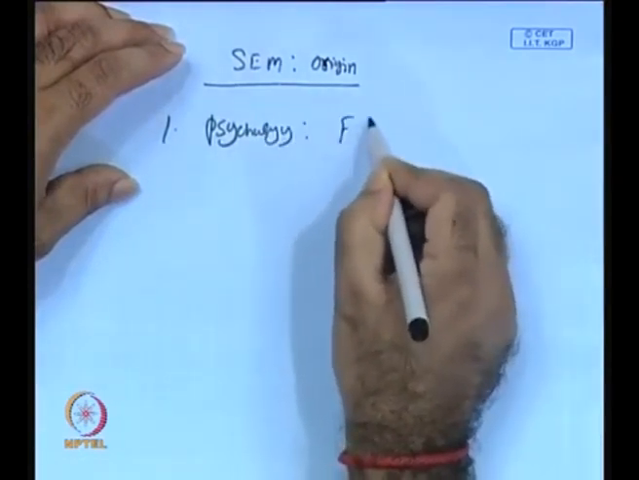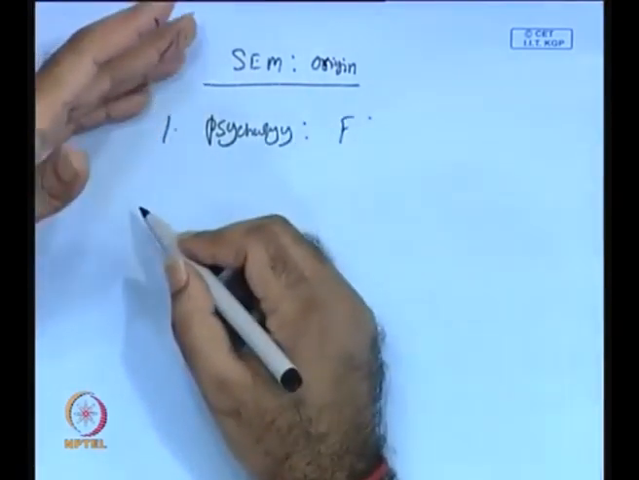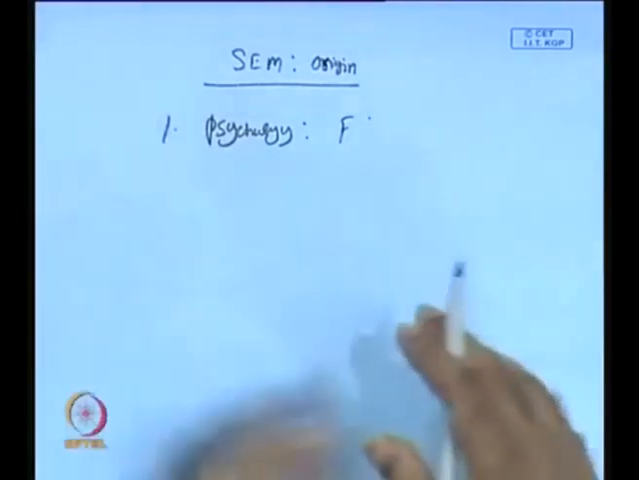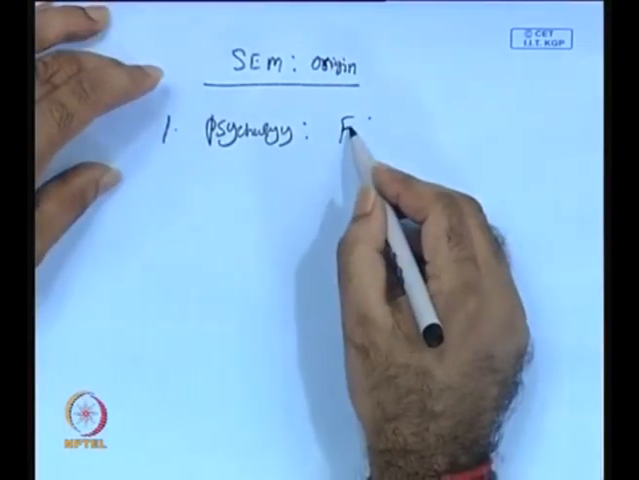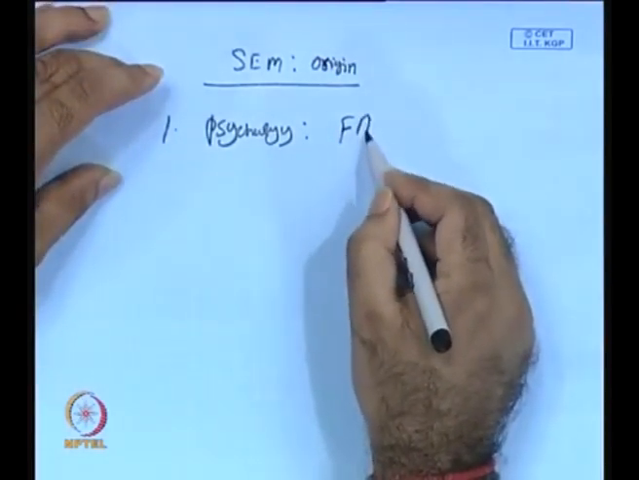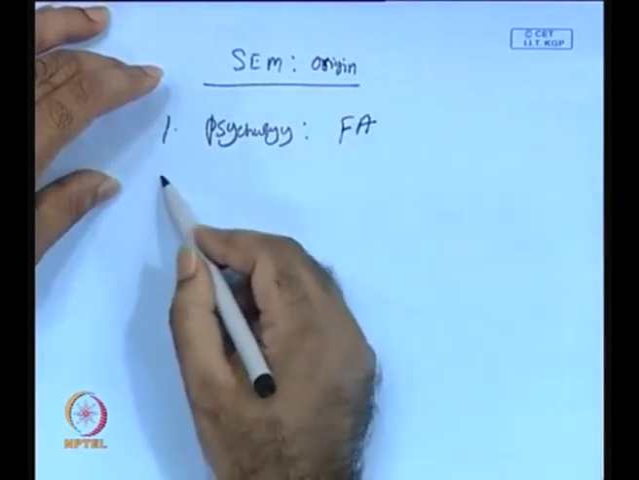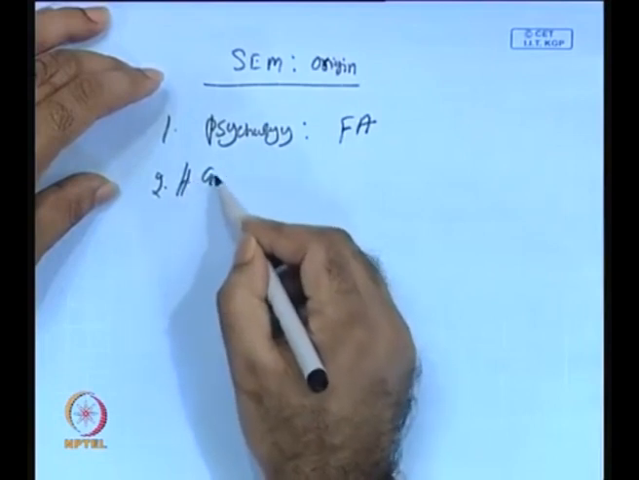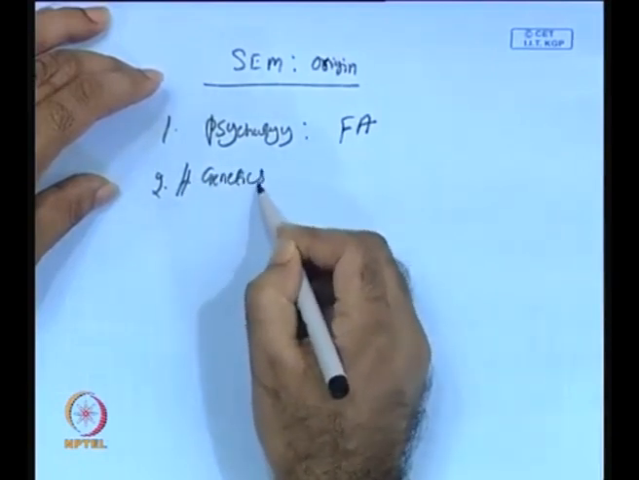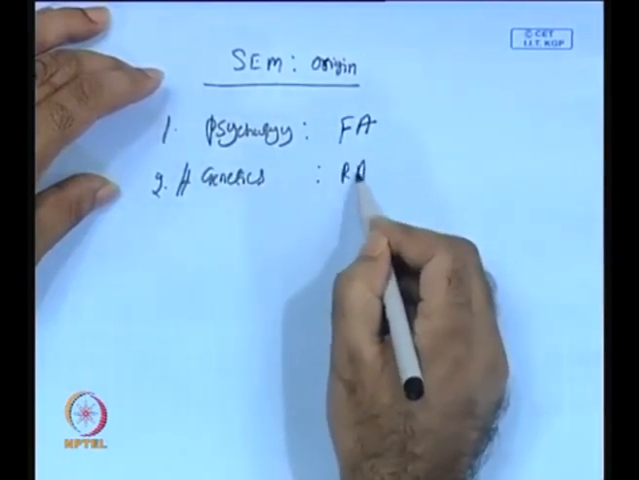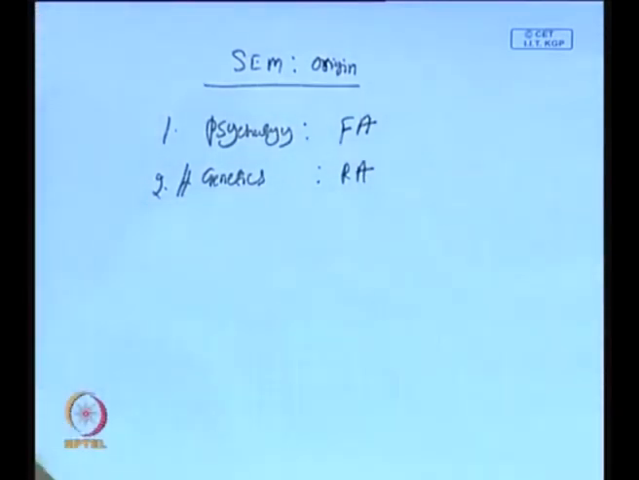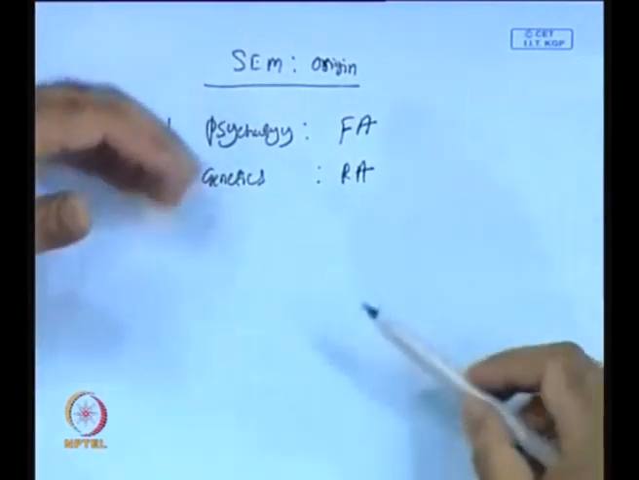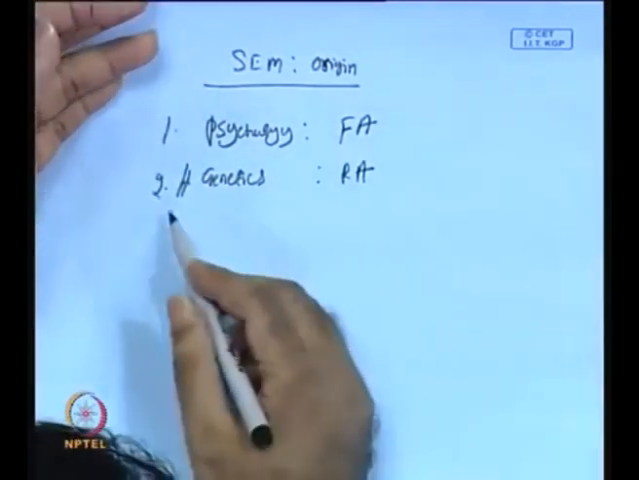Before we go to structural equation modeling, I will give you the historical background of how it came into the picture. In psychology, the most important interdependence technique is called factor analysis. Then we have human genetics, which gives the approach of regression analysis, where Galton started studying the height of sons and fathers. So they proposed the idea of regression analysis.